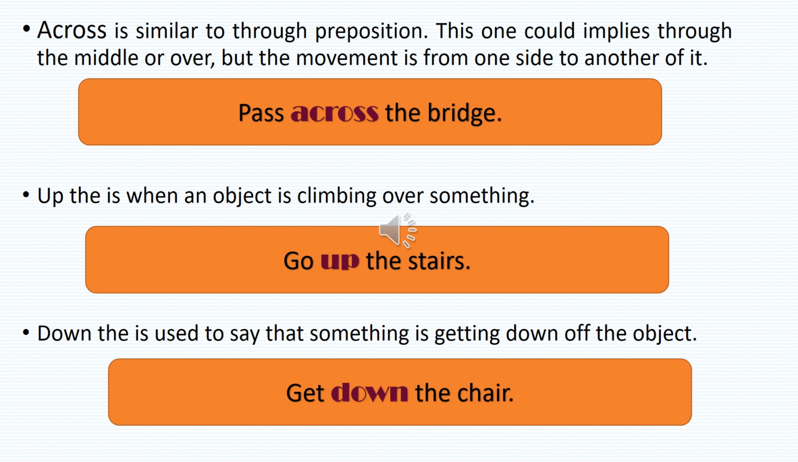The preposition across is similar to the preposition through. This one could imply through the middle or over it, but the movement is from one side to another of the object. Up the is used when an object is climbing over something, and the opposite is down the. Something is getting down off the object.